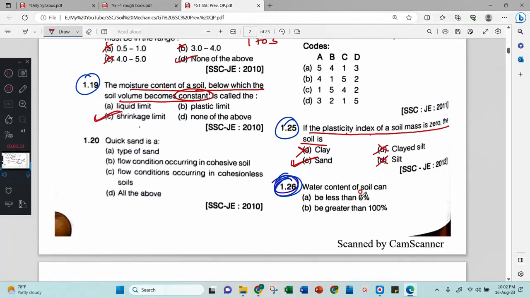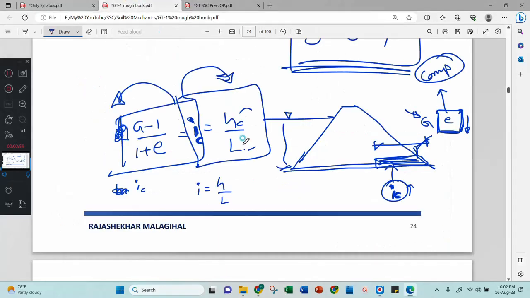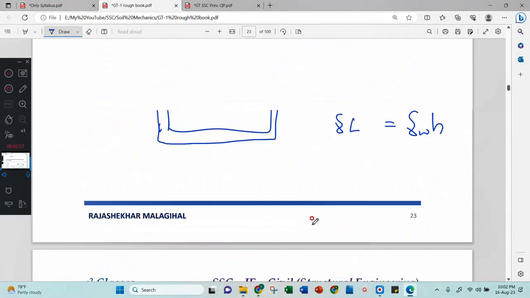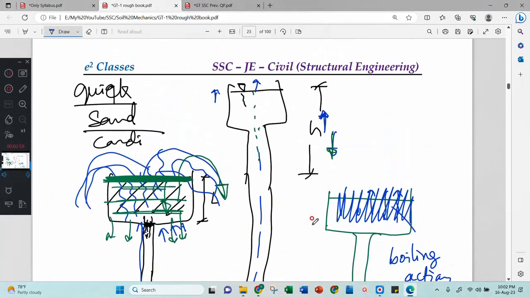Then quicksand, just now we discussed, is a type of sand. No. Flow condition occurring in cohesive soil, very interesting. Cohesive soil they are saying. Flow condition occurring in cohesionless soil, all the above. Now look here. I'll explain that quicksand condition once again. See this quicksand condition, when I was explaining, I have considered this one.